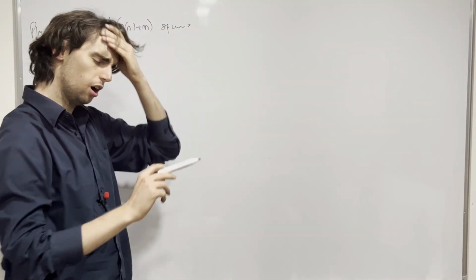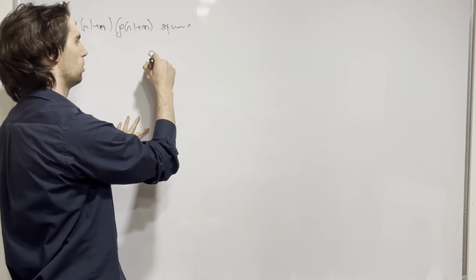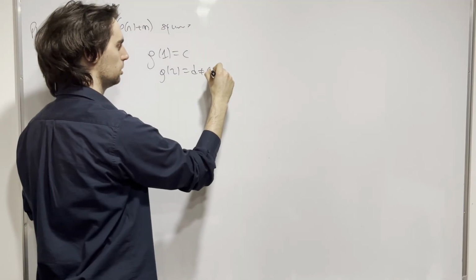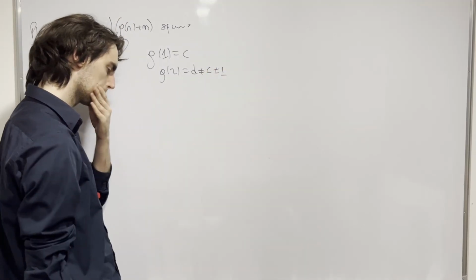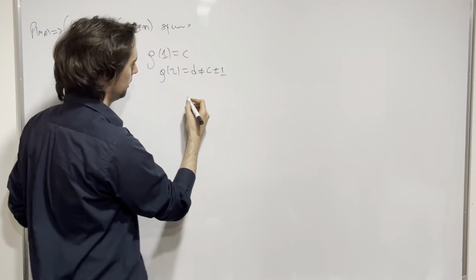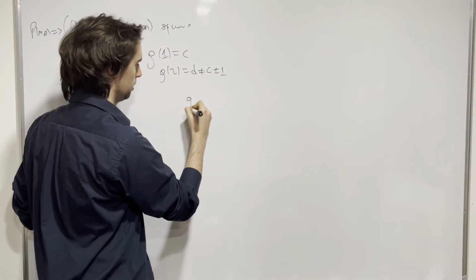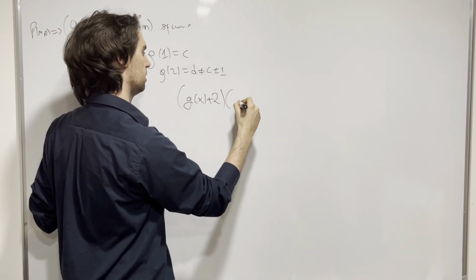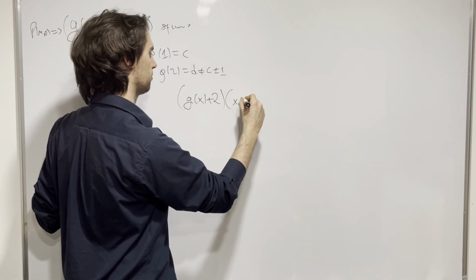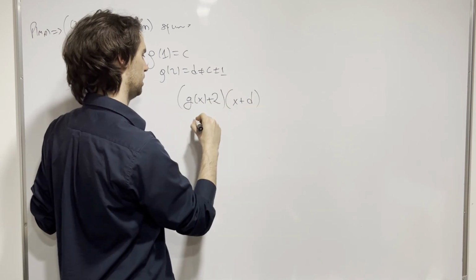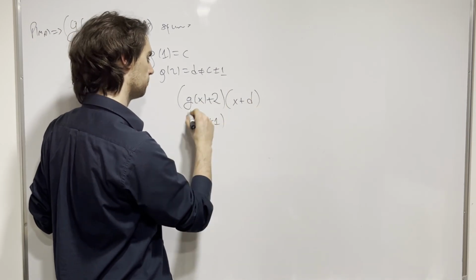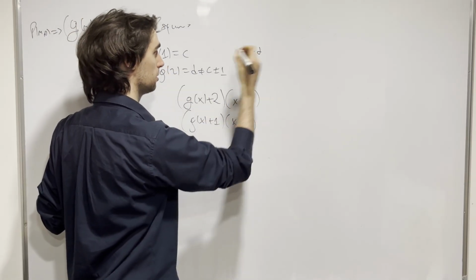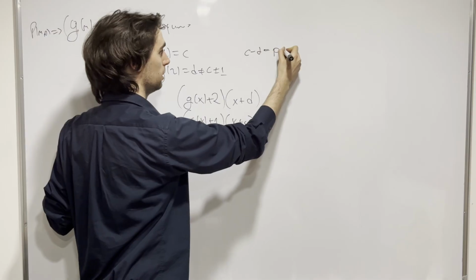Okay, so let's finish our idea with g of 1 equal to c, g of 2 equal to d, which isn't equal to c plus or minus 1. And now what do we have? We had g of x plus 2 times x plus d, and g of x plus 1 times x plus c. Let c minus d be equal to p times some a.